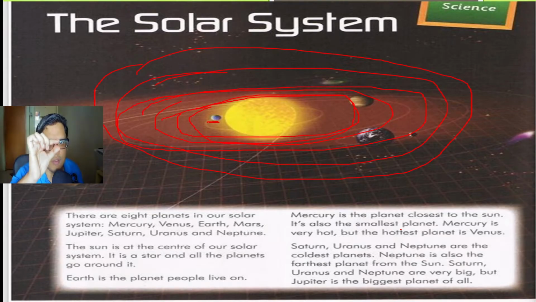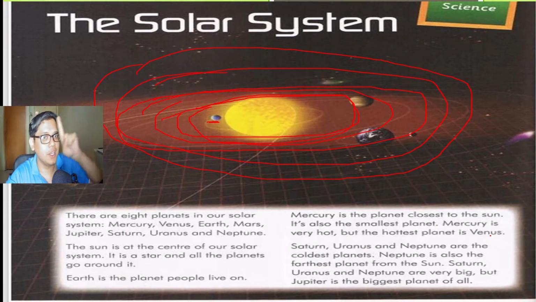Now, smallest planet. Mercury is the smallest planet. Very small planet. Mercury is very hot, but the hottest planet, number one, very, very hot, what planet? It's Venus. So number one hot is Venus. Number one, very close, is what planet? Mercury. Next one. I will explain to you why it's hot, why it's cool after this. Saturn, Uranus, and Neptune are the coldest planets.